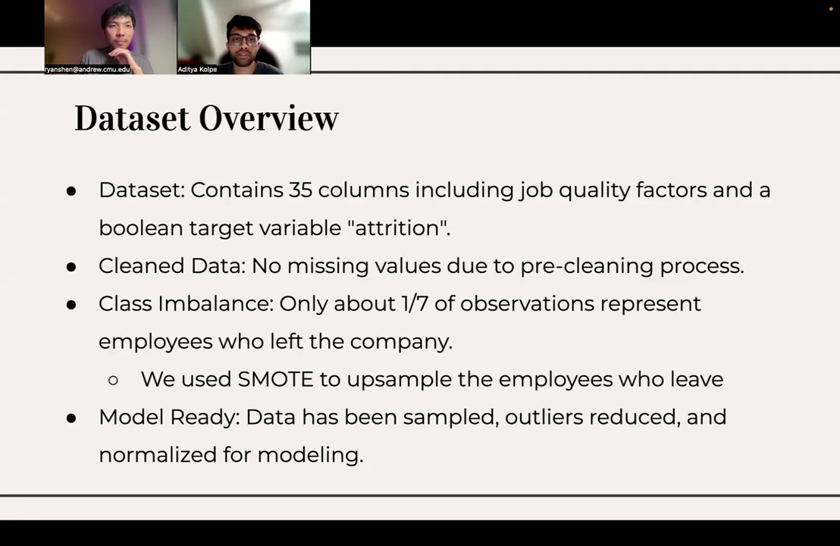So here's the dataset overview. The dataset is synthesized by IBM engineers. It consists of 35 columns, including job quality factors and a Boolean target variable, attrition. The data is more or less clean because it is synthesized, and we did not use a lot of cleaning processes. The data is, however, imbalanced. There are only about one in seven observations who left the company. So we use SMOTE to oversample the employees who leave. Other than that, we also reduced outliers and normalized the data for modeling.